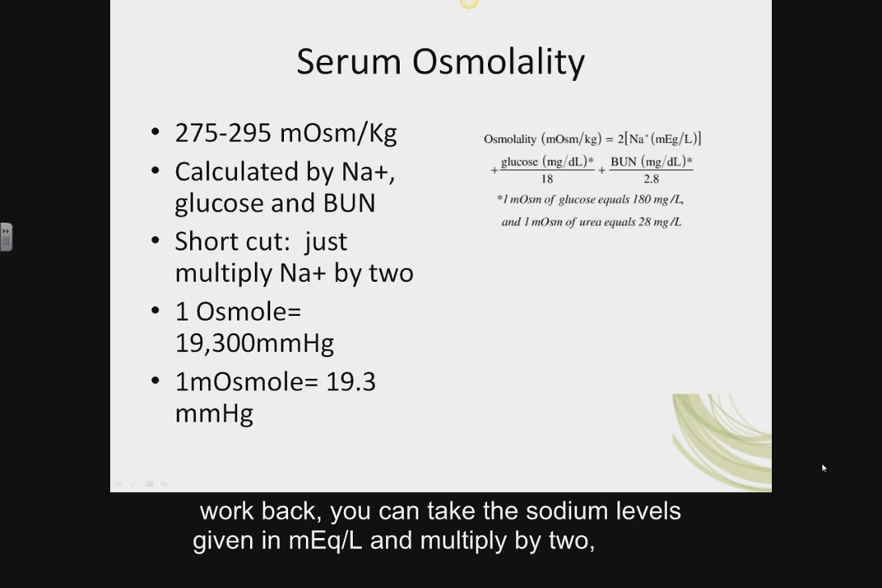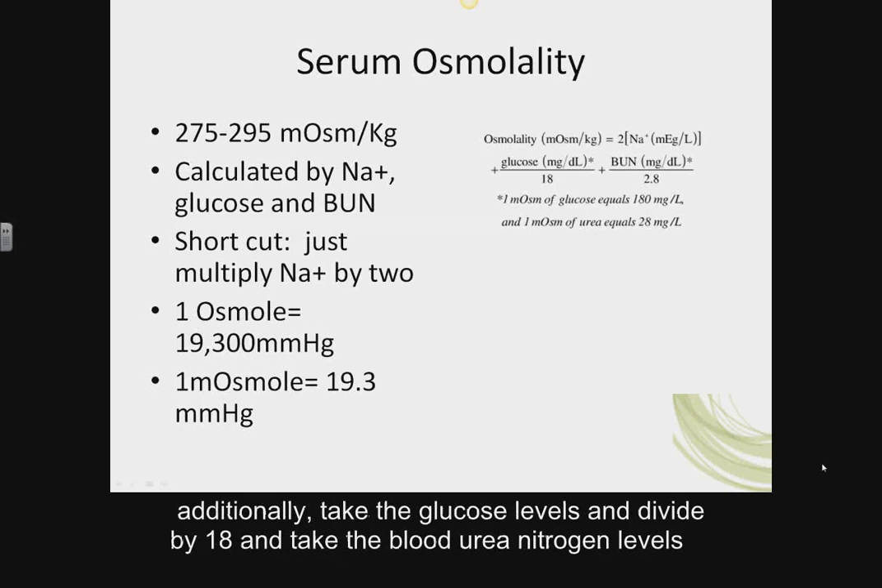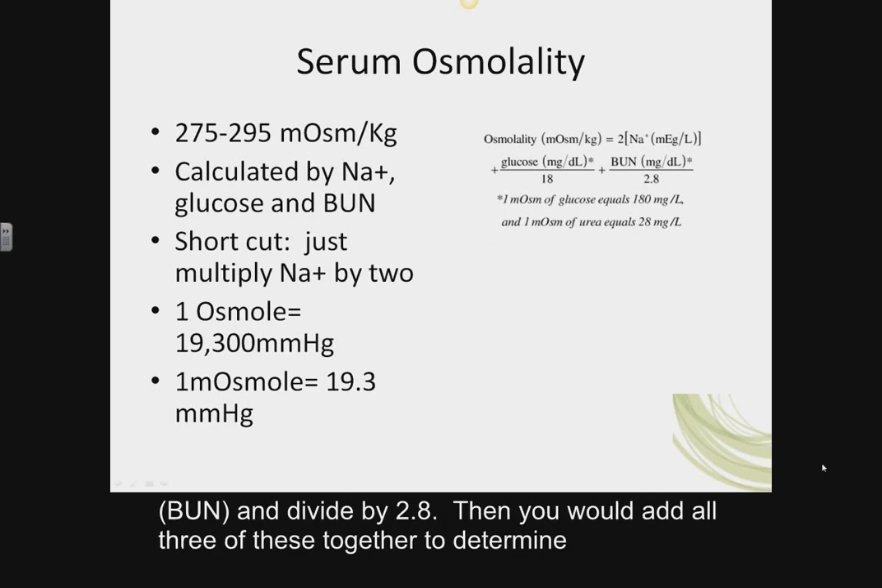When you get your patient's blood work back, you can take the sodium levels given in milliequivalents per liter and multiply by 2. Additionally, take the glucose levels and divide by 18, and take the blood urea nitrogen levels, or BUN, and divide by 2.8. Then you would add all three of these together to determine your patient's blood osmolality.